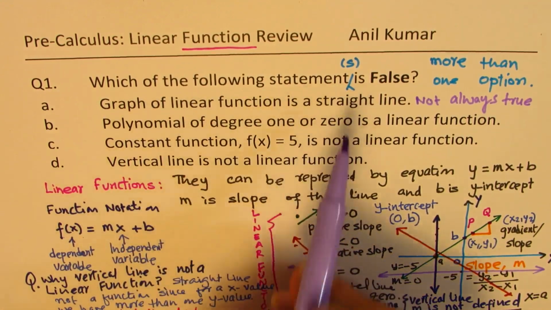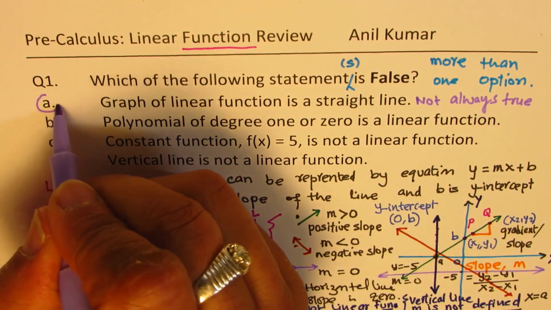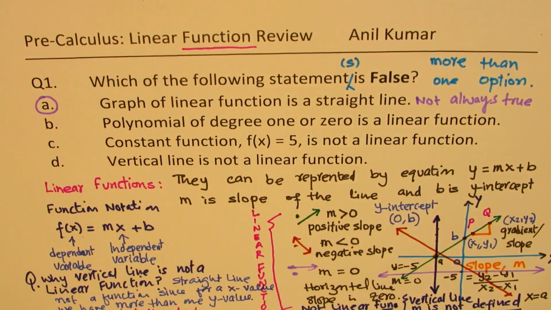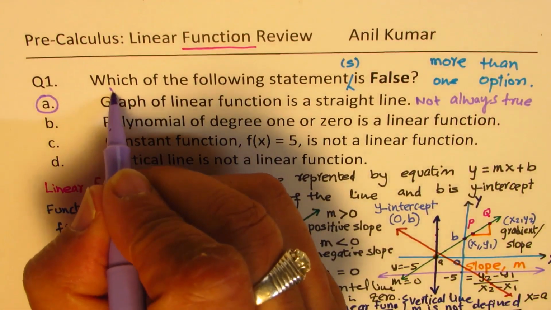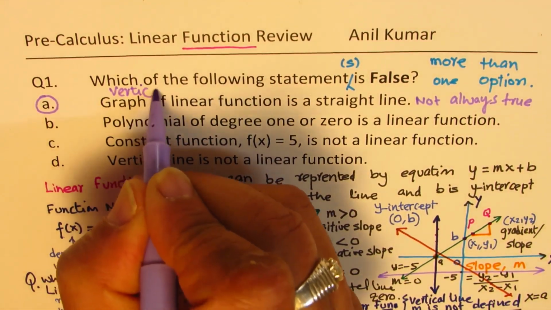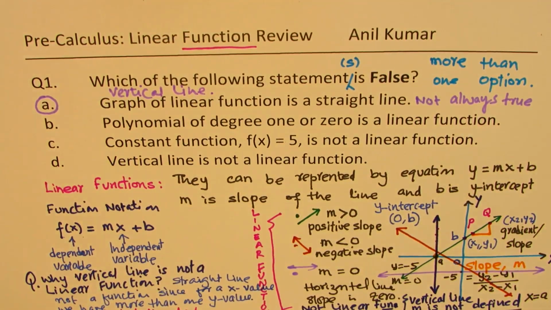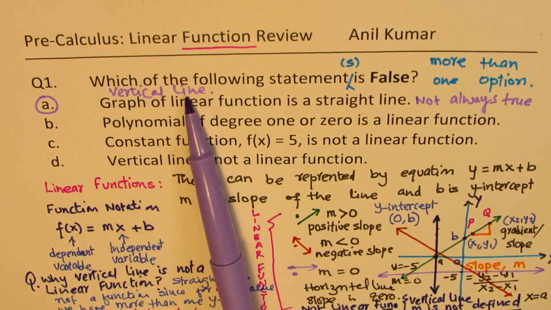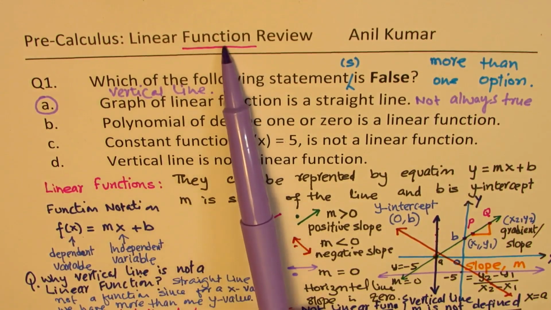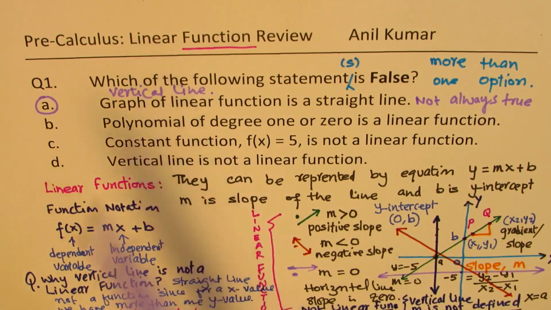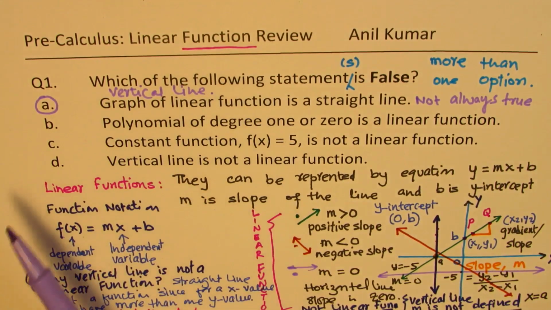So which of the following is false? This is definitely false, which people think is not false. The example is a vertical line. So vertical line is an exception. It is not a linear function. It is not a function. That is why. It is a straight line. That's okay. But it's not a function.